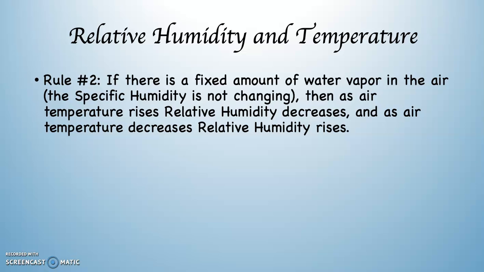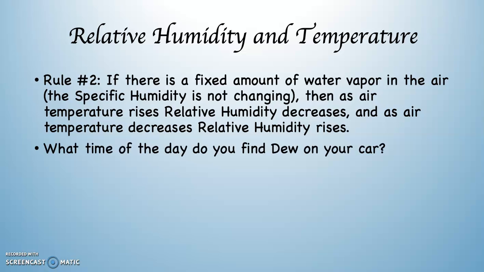If there is a fixed amount of water vapor in the air, that means the specific humidity, the mixing ratio, is not changing. It's staying the same. Then, as air temperature rises, relative humidity decreases. And as air temperature decreases, relative humidity rises. This is called an inverse relationship. Very good. One thing's going up, the other thing's going down.